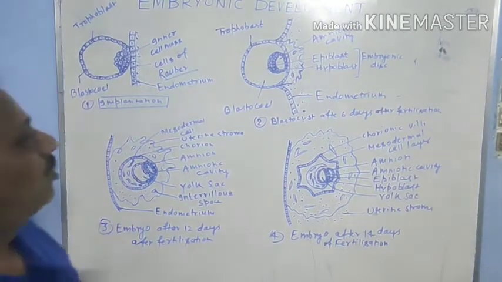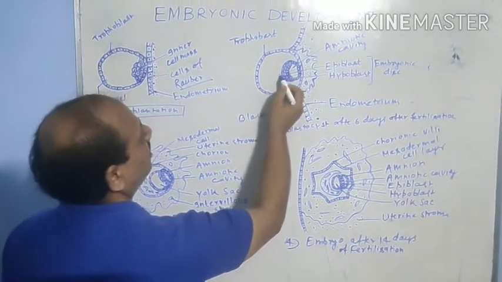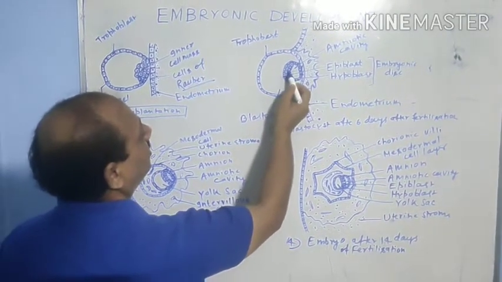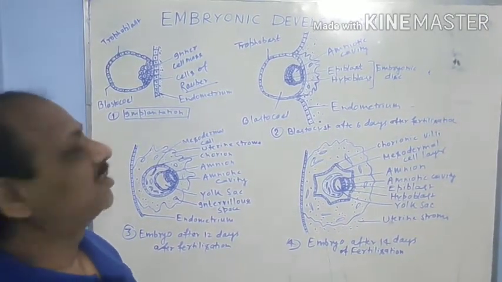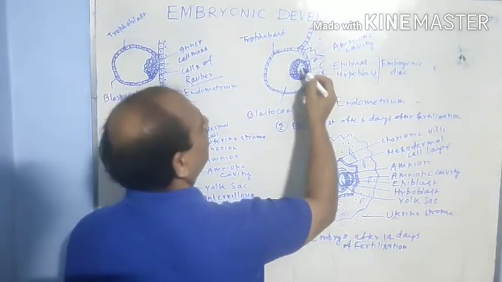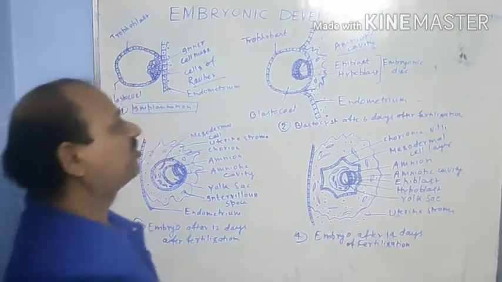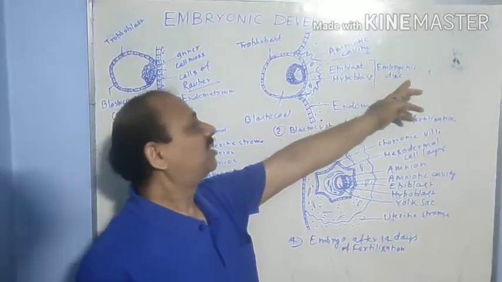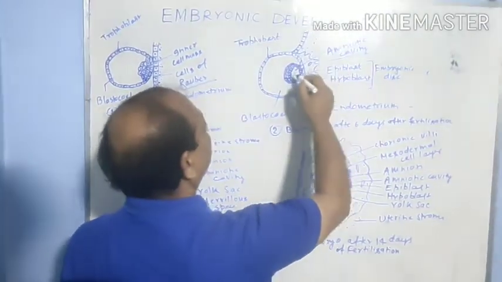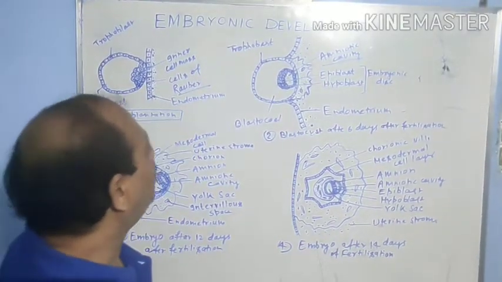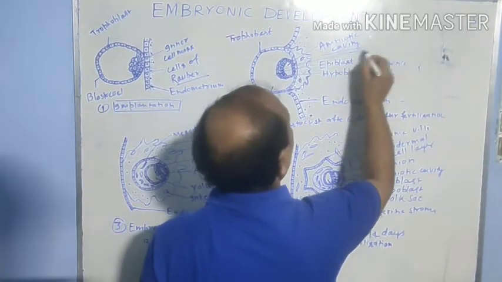Now the inner cell mass divides to form 2 layers of cells. The lower cells are the hypoblast, and this is the epiblast. This layer consists of larger cells. It contains a cavity known as the amniotic cavity, and the epiblast and hypoblast form an embryonic disc. The amniotic cavity contains a fluid known as amniotic fluid.